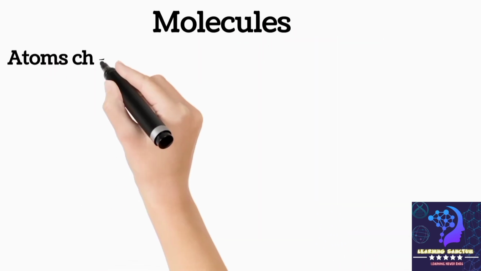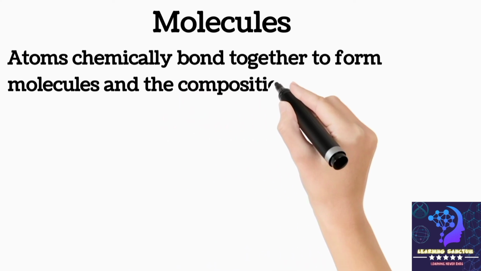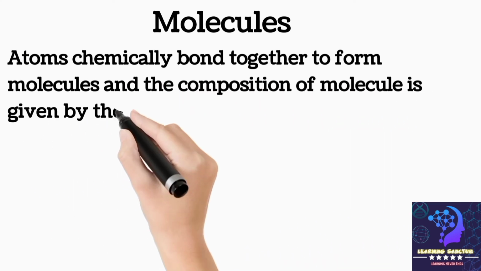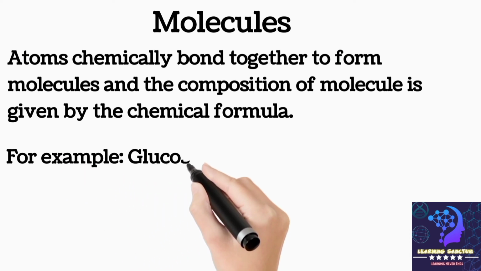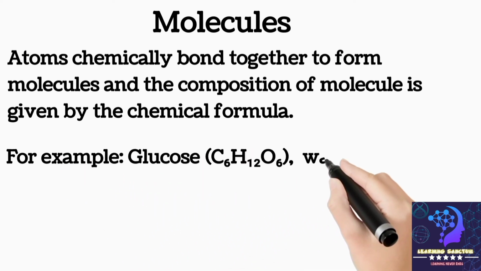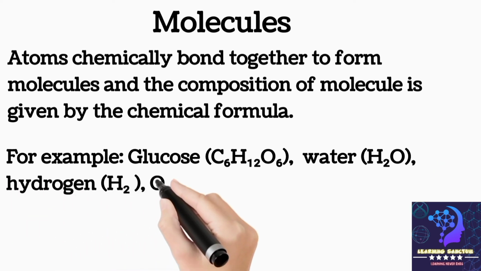Molecules. Atoms chemically bond together to form molecules and the composition of a molecule is given by the chemical formula. For example, glucose C6H12O6, water H2O, hydrogen H2, oxygen O2.